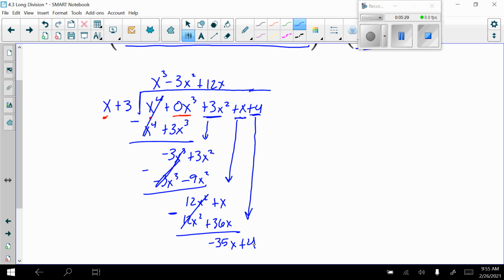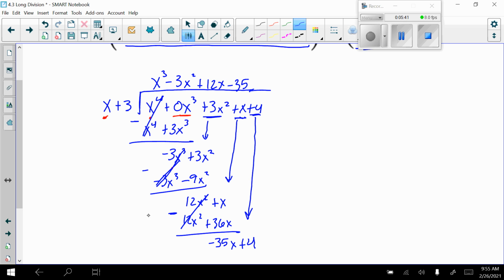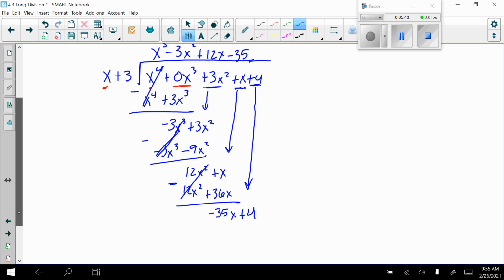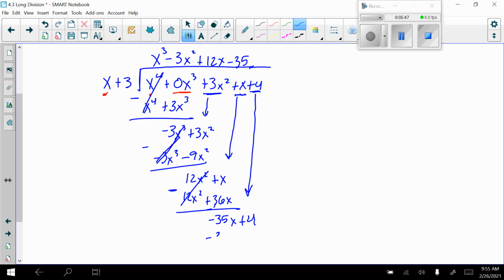which is a 4. I ask myself, what do I need to multiply x by in order to get negative 35x? It's just negative 35. So I'll go ahead and multiply all of that. Negative 35 times x is negative 35x. There we go, negative 35x. And negative 35 times 3 is negative 105.